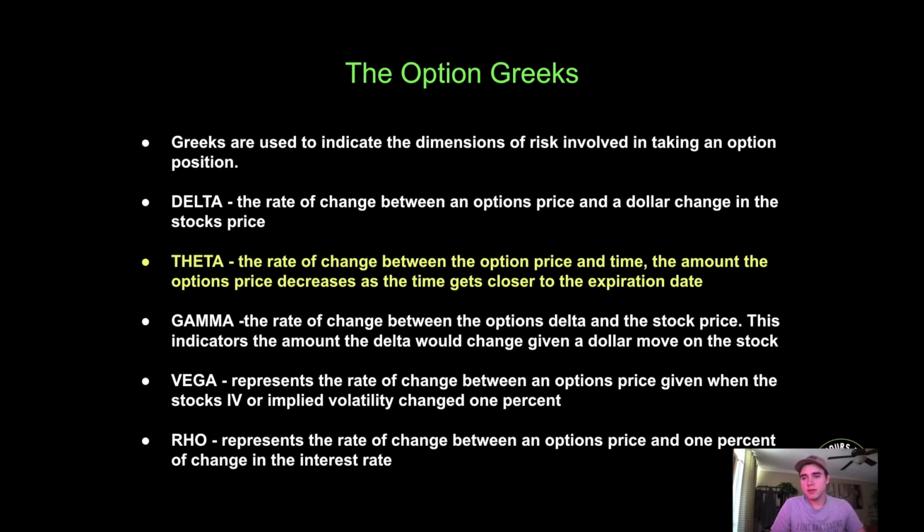The next Greek is gamma, and these you really don't have to worry about as much. This is some good information to know about your craft and what you're doing. Gamma is the rate of change between the option's delta and the stock price. This indicates the amount delta would change given a dollar move on the stock, so it's basically influencing delta. We have vega, which represents the rate of change between the option's price and the stock's implied volatility, as that implied volatility changes 1%. Then we have rho, which represents the rate of change between an option's price and a 1% change in the interest rate.